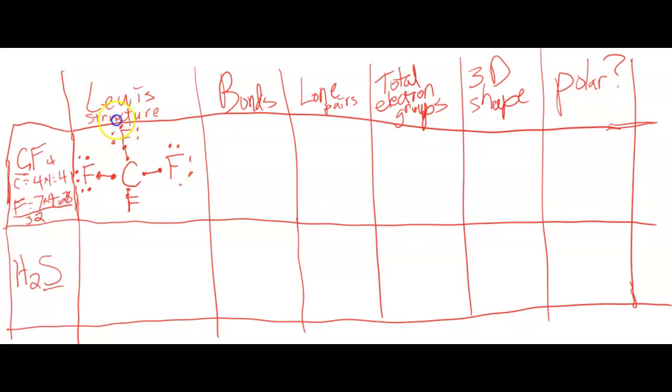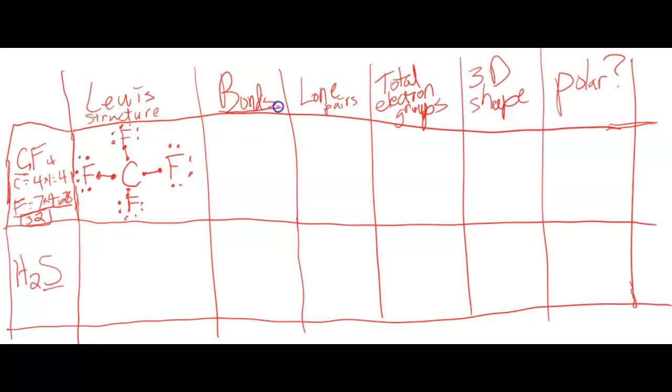Once I actually fill the octets of each atom, then I check to make sure that my total of all the electrons in this structure is exactly equal to 32. If everything's got a full octet and it equals this total of 32, then I have the correct Lewis structure. Once I have the correct Lewis structure, then I can complete the rest of it.